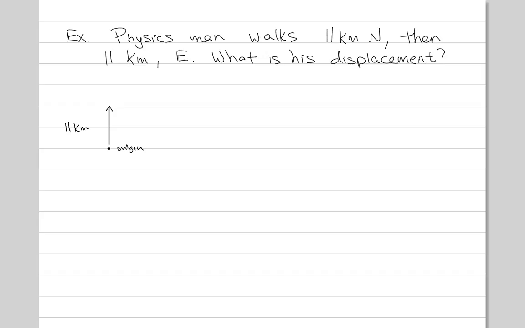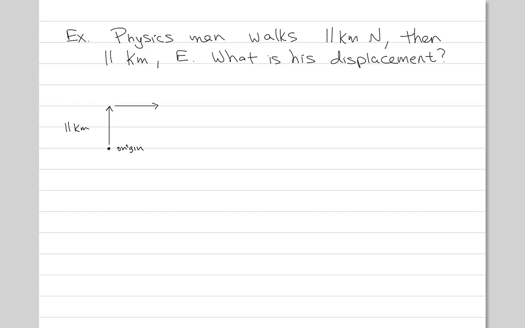So now he turns to the right and he walks 11 kilometers east. What should my arrow look like? Should it be like way out like this? Same length, right? Relative magnitudes should be the same. So it doesn't have to be perfect, but it should look basically the same. And notice the orientation of the two vectors.